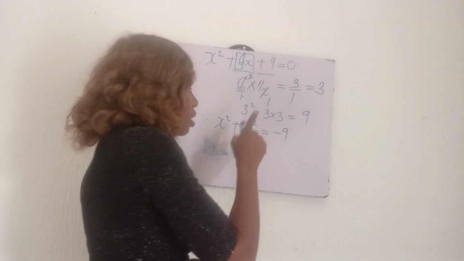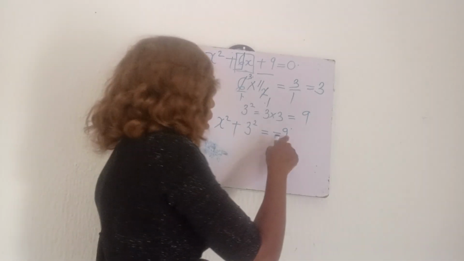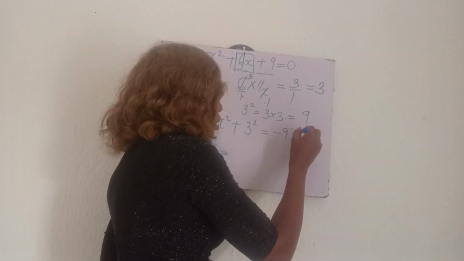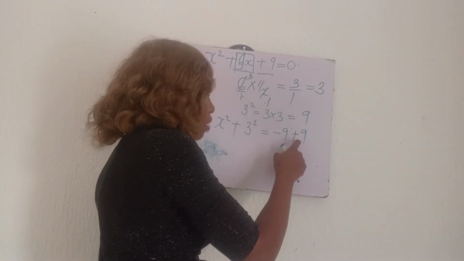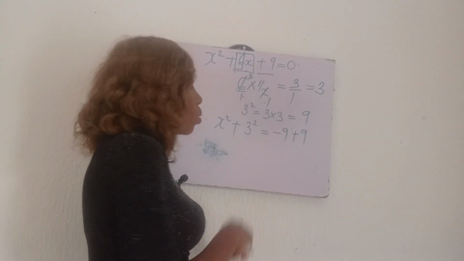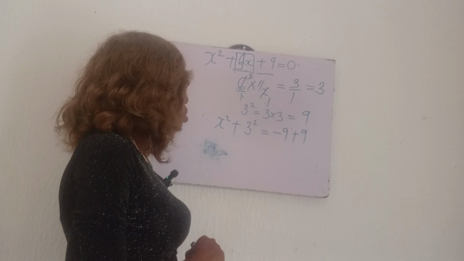And we are adding the square. Don't forget, we have added 3 squared to the left-hand side. We're going to add 3 squared to this, which is what? Plus 9. So it's either 3 squared or 9. So I've added it to the right-hand side of the equation. So I have x squared plus 3 squared is equal to minus 9 plus 9. So the next thing to do is to simplify.